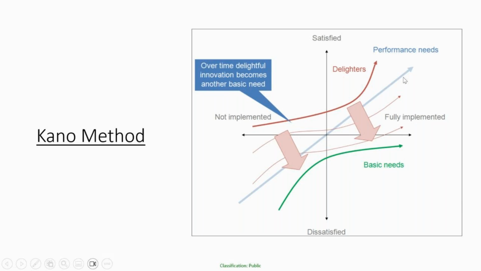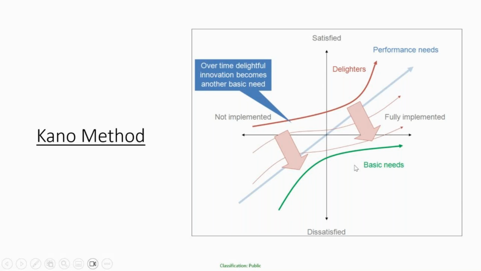Okay, we have been talking about basic needs, performance needs, and delighters. What does this graph imply? So here, on the x-axis you have the level of implementation, and on the y-axis you have the level of satisfaction. So basic needs, if you see, this is the green line. Okay, what does this imply?